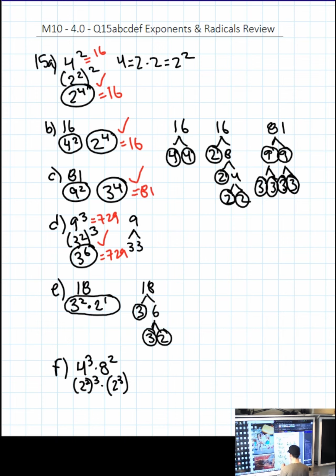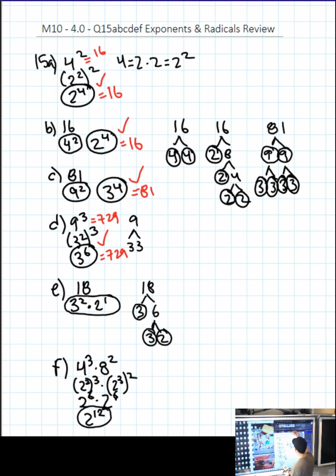Feel free to do a prime factorization tree on 8. Then we can multiply the exponents together, so we have 2 to the, 2 times 3 is 6. And again, 2 to the, 3 times 2 is 6. And we're left with 2 to the 12. Circle our answer. Leaving it in exponential form, there's no reason for you to figure out what that is.